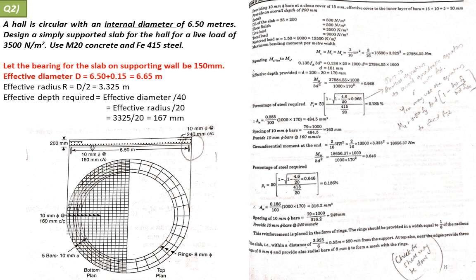In this example, the step for check for shear is not given, you can do that also, and you can refer to this detailing part. In this figure, they have shown half of the slab with the bottom plan, and for the other half of the figure they have shown the top plan. You can also show the detailing in this manner if you are running short of time. So this is the problem. You can understand it by yourself. It's very clear.